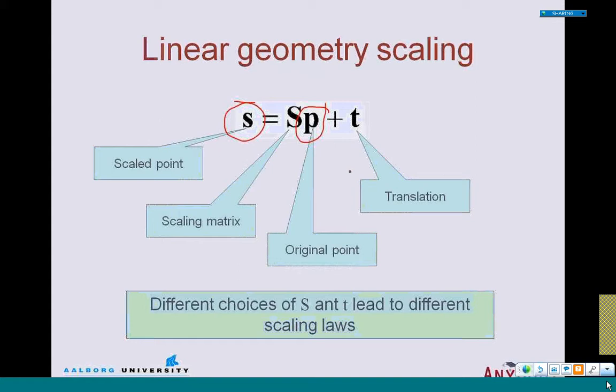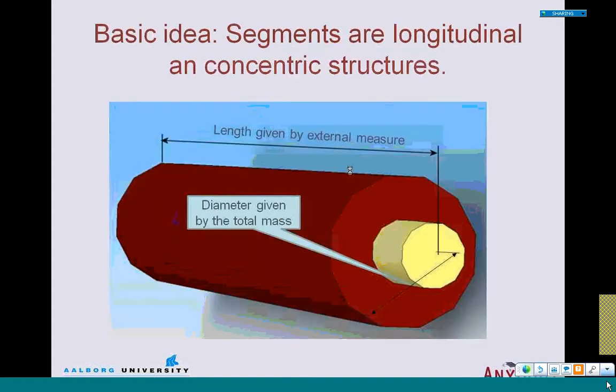Now we have to form ourselves an opinion about how we can set up a model for how this scaling is going to take place. And the thing that we're going to do here is observe that most of the segments we have in human bodies are longitudinal in nature. And they're configured such that they have a rigid bone in the middle, and then they have some soft tissue that goes around the bone.